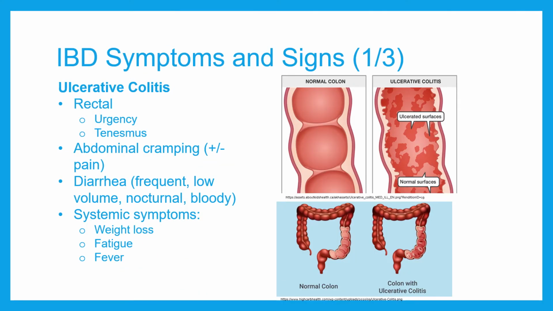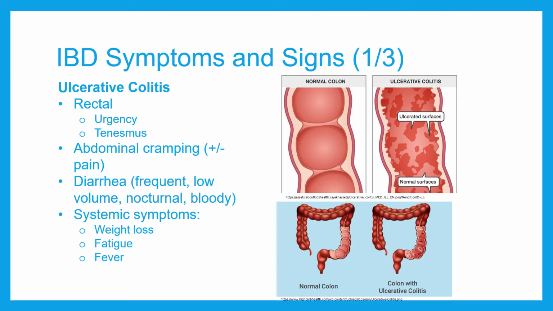We have split the symptoms and signs into that of ulcerative colitis, Crohn's disease, and extraintestinal manifestations. We'll go through them one by one. So first, for ulcerative colitis, there may be a sense of urgency to go to the bathroom, although you might not have anything to defecate from the rectum in the first place. Tenesmus is the sensation of not being able to empty your bowels after having defecated in the toilet. Abdominal cramping can also present with or without pain.